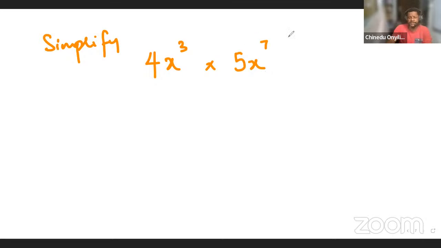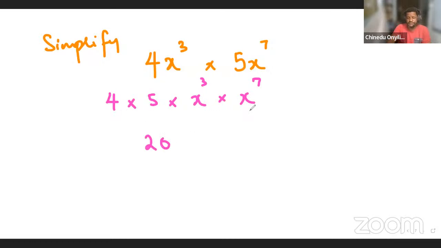Now, basically, how you can do this, if you need to show the steps, the first thing, we have to multiply the coefficients. That's the numbers right behind the x's. So I'll multiply the 4 times the 5. And then you take the x's, x to the power of 3 times x to the power of 7.